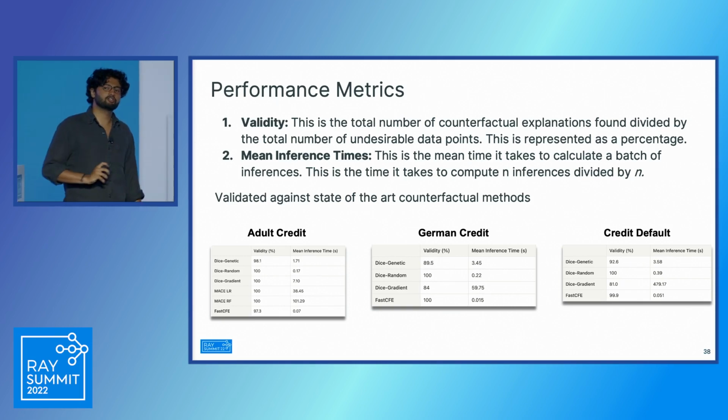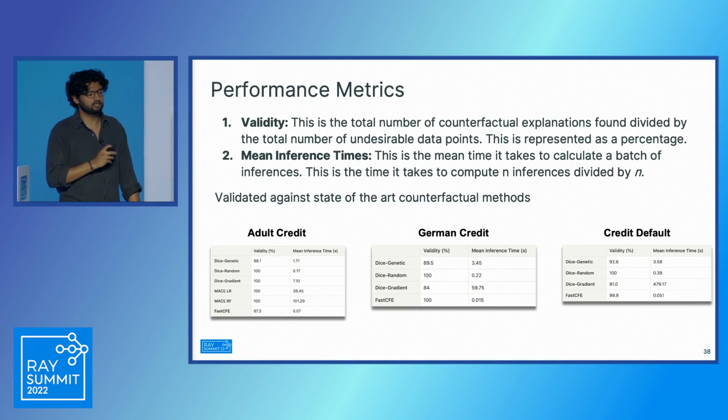So looking across our 3 open source data sets, we see that FastCFE gets a validity of at least 97.3% and actually achieves a perfect score in the German credit data set and 99.9% in the credit default. We also see that our mean inference time is an order of magnitude faster across all the different methods.